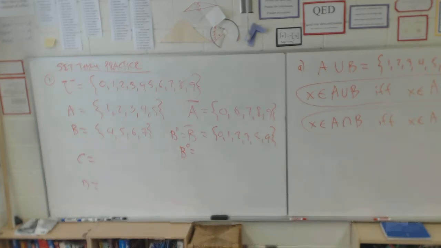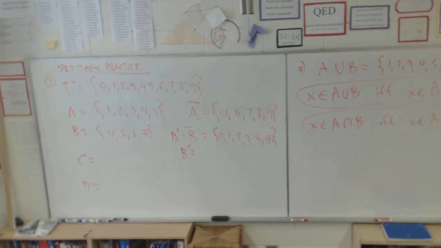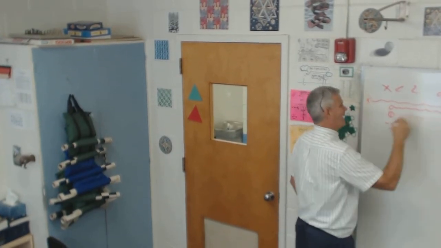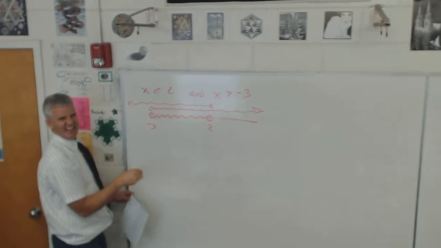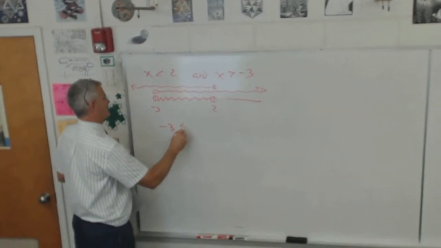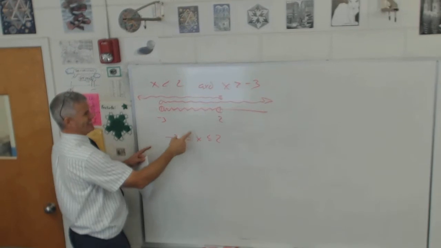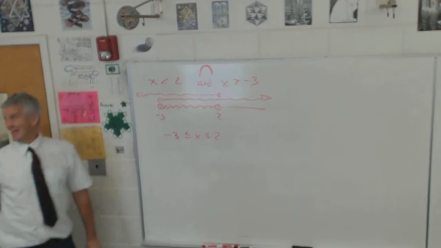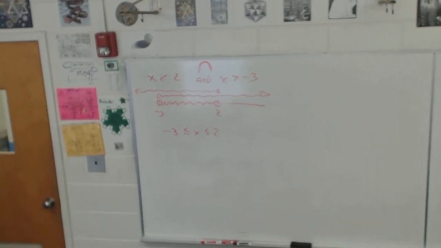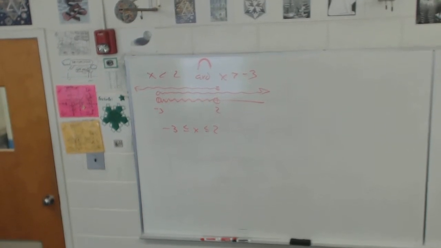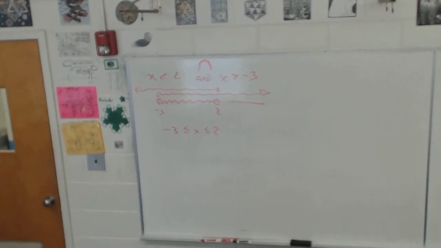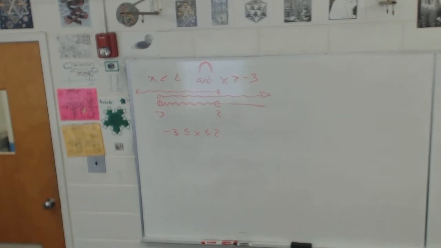X is less than 2 and X is greater than -3. Here's 2. Here's -3. But when I have the and, what works? Only this. It was the intersection. The and means intersection. -3 is less than or equal to X is less than or equal to 2. So this and is really an upside down U. It looks like an intersection. So we actually have U for union and N for intersection. You get it? U for union and N for intersection.